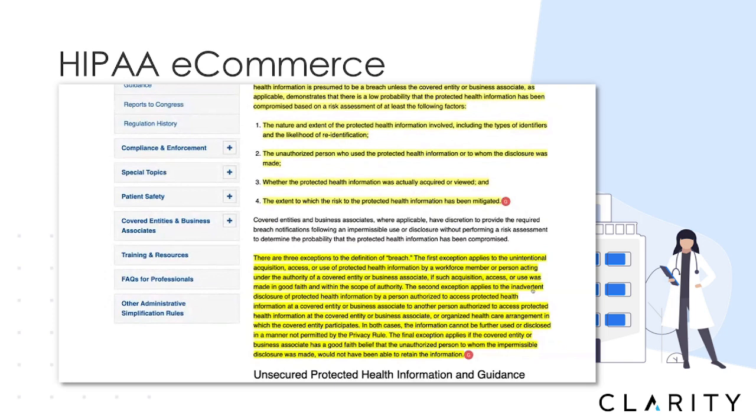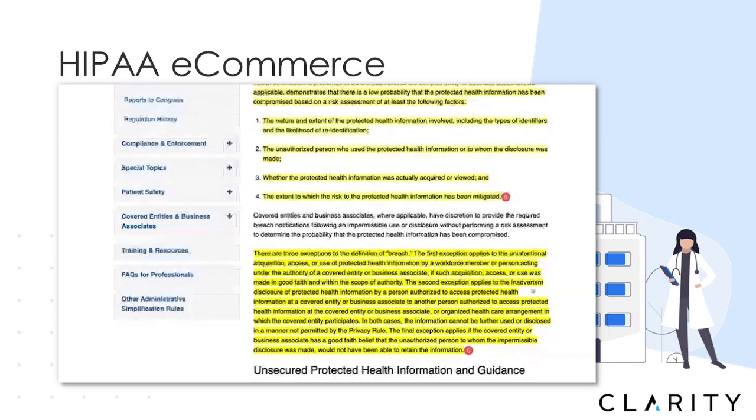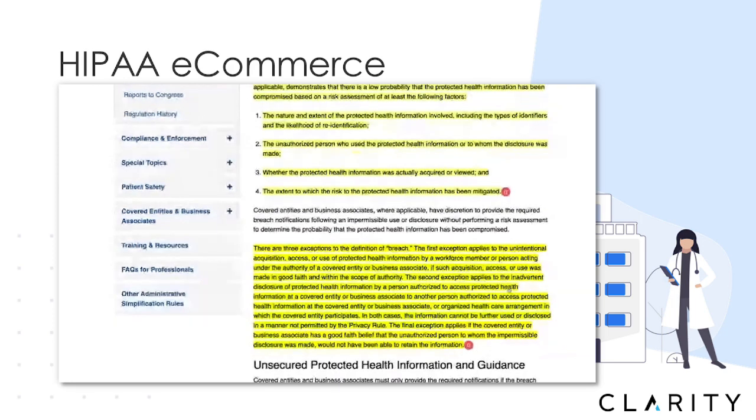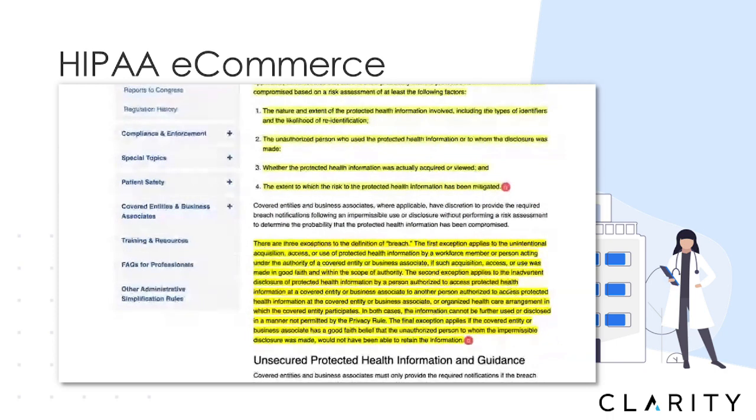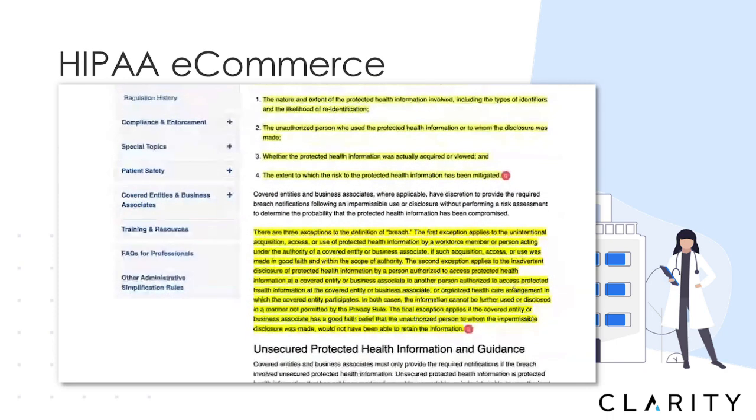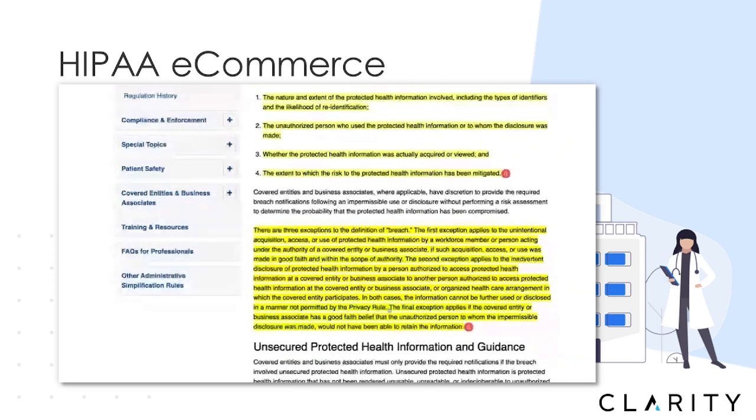And then the second exception applies to the inadvertent disclosure of PHI by a person authorized to access PHI at a covered entity to another person authorized to access that information, either at that covered entity or another healthcare group in arrangement with the covered entity in which they participate. So in other words, like a partner company, maybe it's a lab or something like that. In both cases, the information cannot be further used or disclosed in a manner not permitted by the privacy rules. So like, hey, if that happens and it's an accident, just stop, don't pass go, and everything's fine.